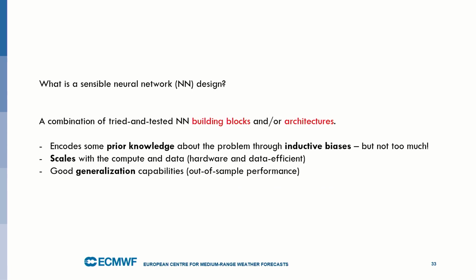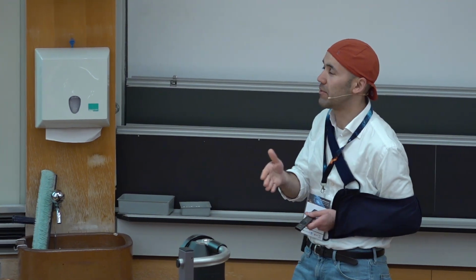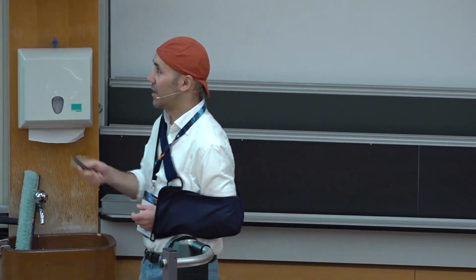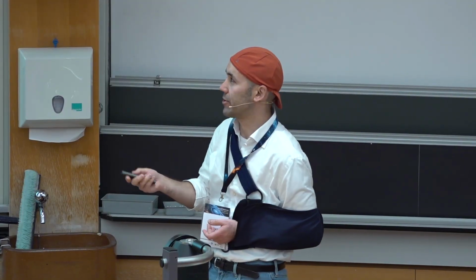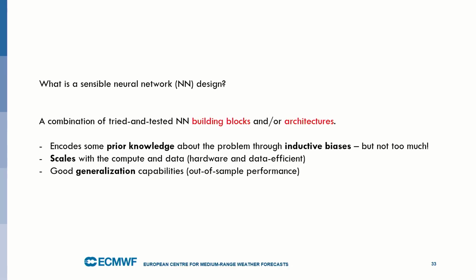What is a sensible design for a neural net? As Matt was saying, it's basically stuff that people have tried before and it worked. So you have a tried and tested combination of building blocks or architectures, and some of these are the ones that I have mentioned: CNNs, GNNs, and transformers. What these do is they have specific things called inductive biases, and these encode some prior knowledge you might have about the problem at hand. Not too much, though. You don't want to build too much information into the model. It constrains the model from the get-go to favor a specific type of solution.